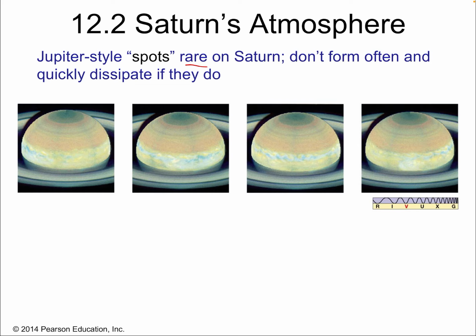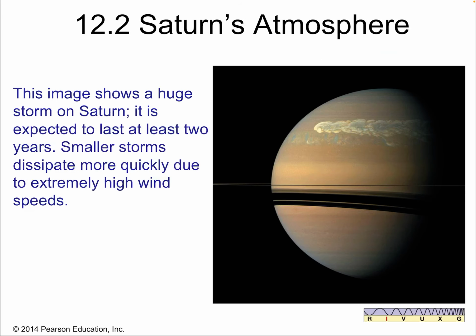That probably has everything to do with the much less energy because Saturn is cooler, so the temperature of Saturn is less than the temperature of Jupiter. We'll mention that again. And so we have a planet that's less dense, and it's cooler, so there's less energy to drive those giant storms that will continue for so long on Jupiter. All right, so storms happen on Saturn, but they dissipate more quickly.